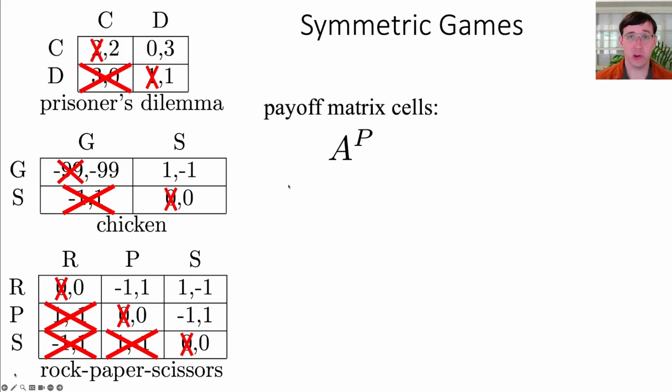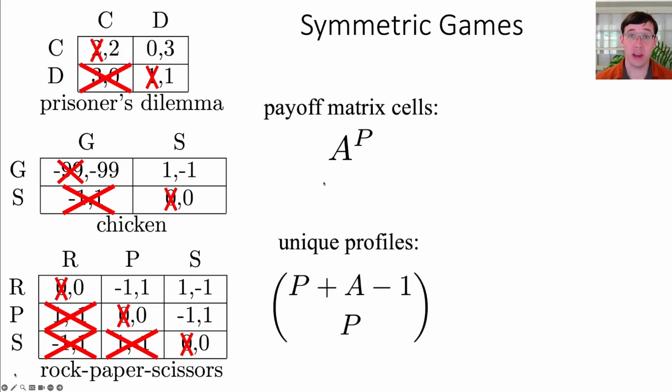In the payoff matrix representation, if a game has P players and each player has A actions, then the payoff matrix has A raised to the P cells. But if the players are all symmetric, instead of this representation that grows exponentially in the number of players, we have a number of unique profiles that grows combinatorially in the number of players and actions.